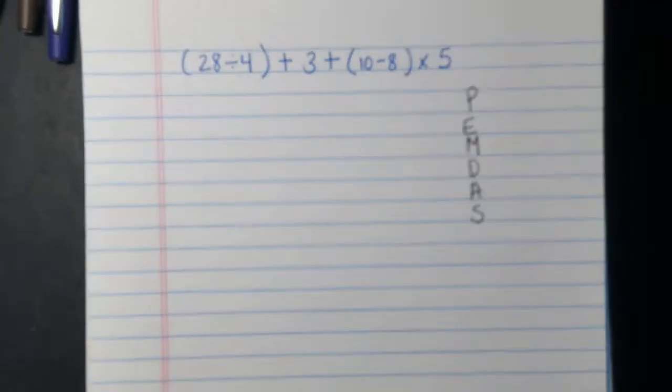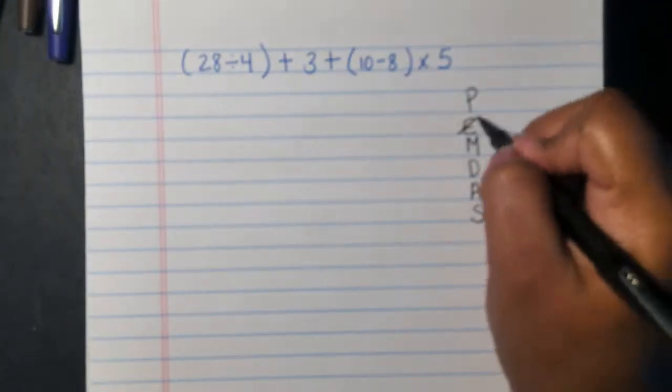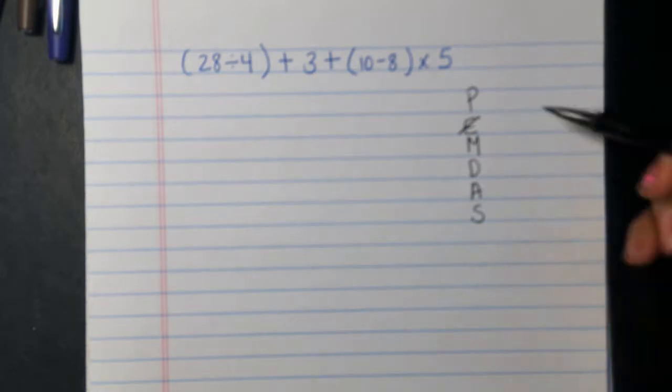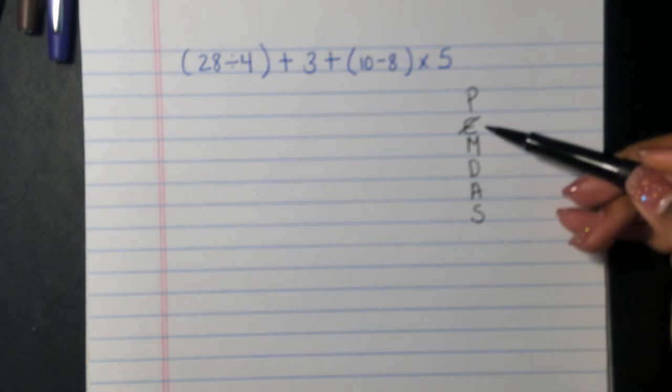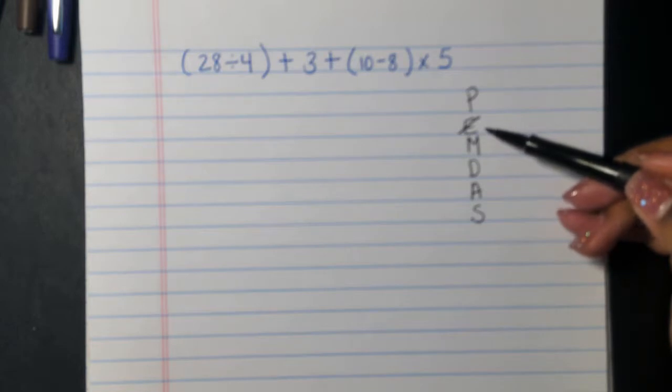Okay. So with PEMDAS, I know that I'm not using exponents, so I'm going to go ahead and cross that out. The reason why I cross it out, again, is because one day you will use exponents, just not in 5th grade just yet. So we're not going to eliminate it. We're just going to acknowledge that it's there, but we're not using it right now.